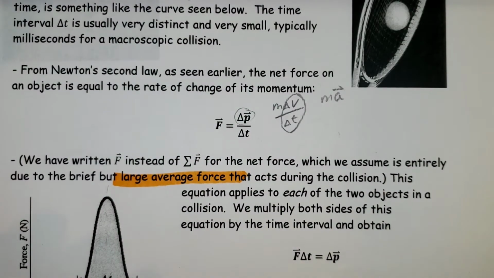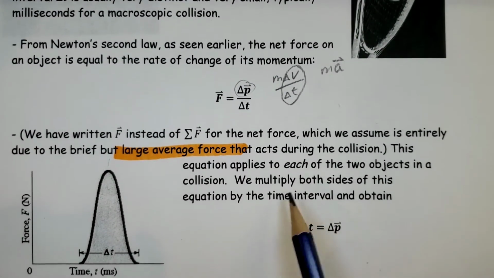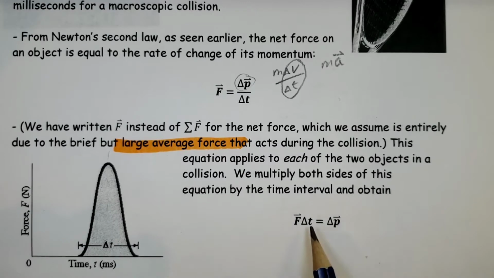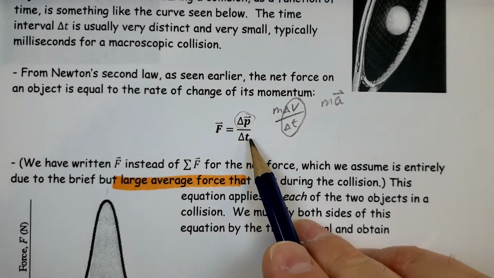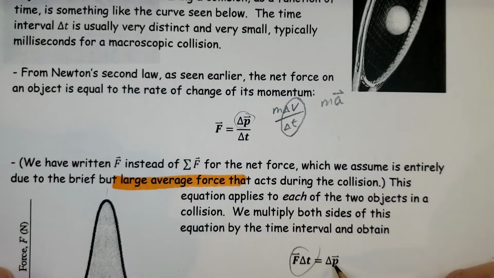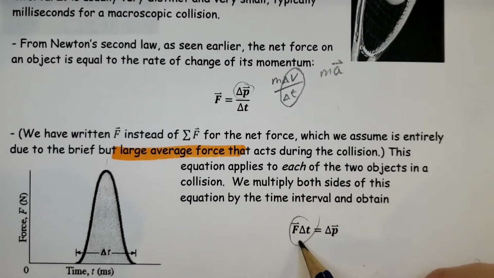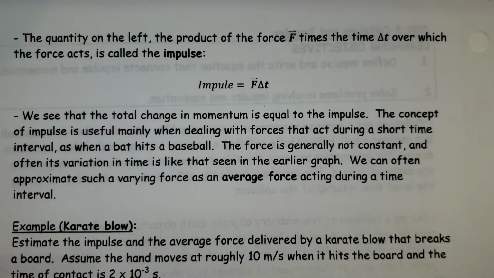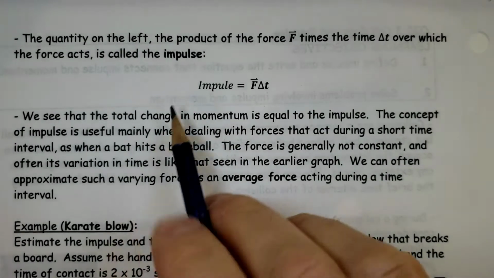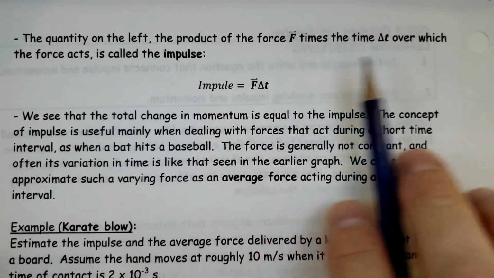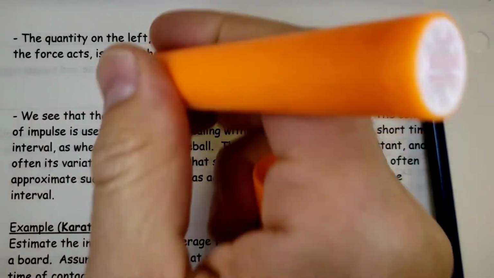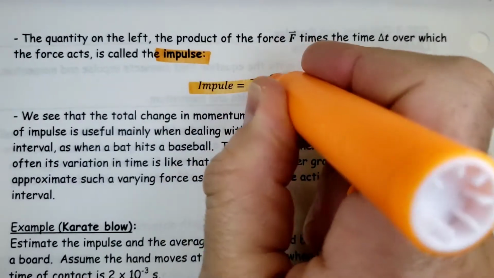This equation applies to each of the two objects in a collision, and if we multiply both sides by delta t, we get this: change in momentum equals F multiplied by delta t. All I did here was multiply each side by delta t, because I'm looking for change in momentum. This side has a specific name, and that name is impulse. The quantity on the left, the product of force times the time over which the force acts, is called impulse.